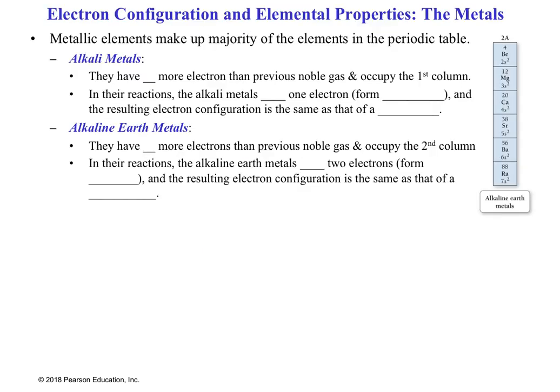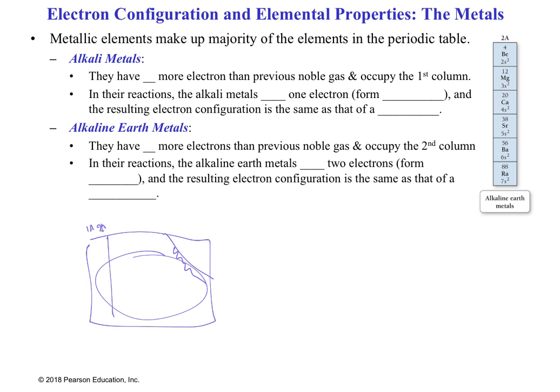The metals make up the majority of the elements on the periodic table. If you remember, our periodic table kind of looks like that. We have our non-metals here, metalloids right there, and then the rest of it is metals. And so on the first 2 columns, we have group 1 and group 2, 1A and 2A. 1A is our alkali metals.